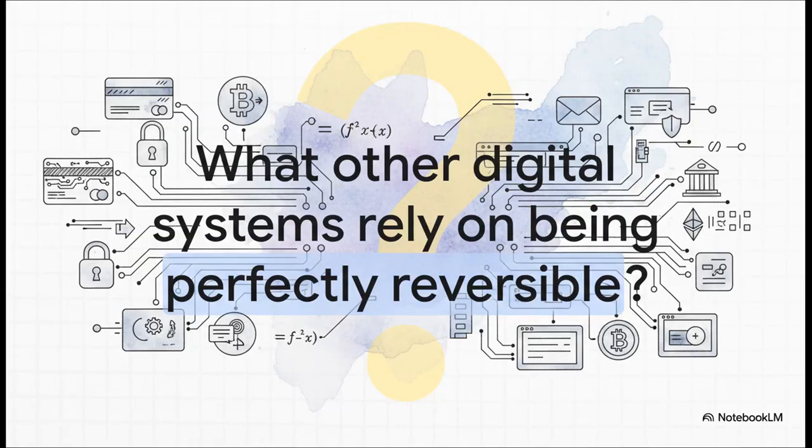So that leaves us with a really cool question to think about. We know it's crucial for credit cards, but what other parts of our digital world, the things we use every single day, absolutely have to be built on this same foundation of perfect mathematical reversibility? If you start looking for it, you'll realize the answer is pretty much everywhere.